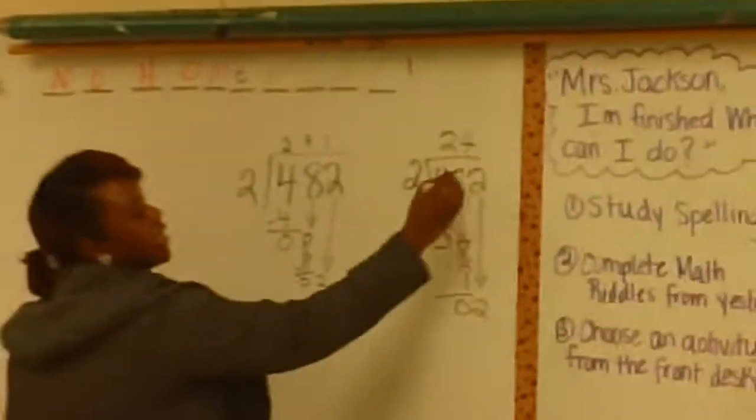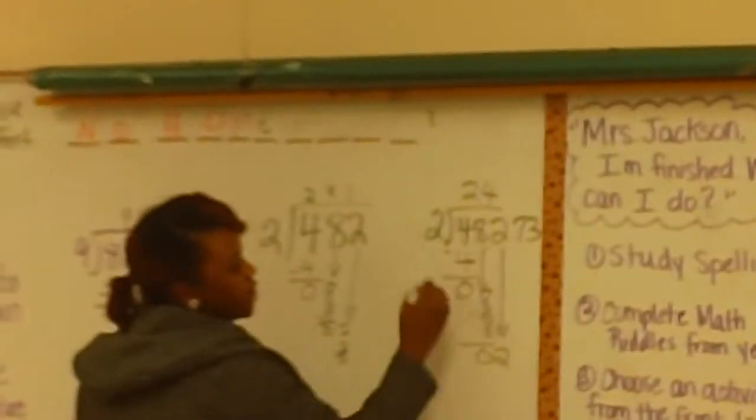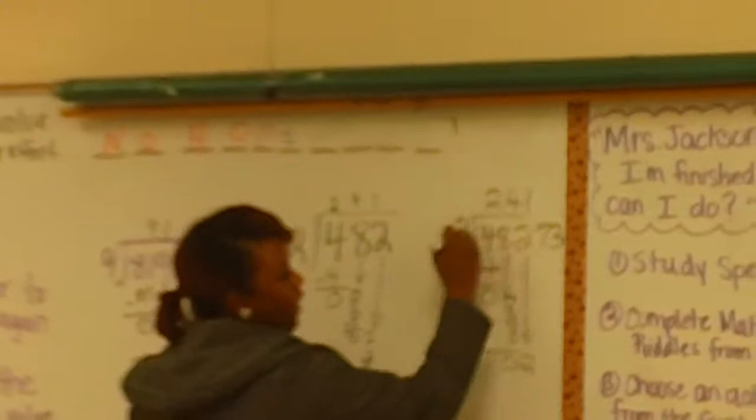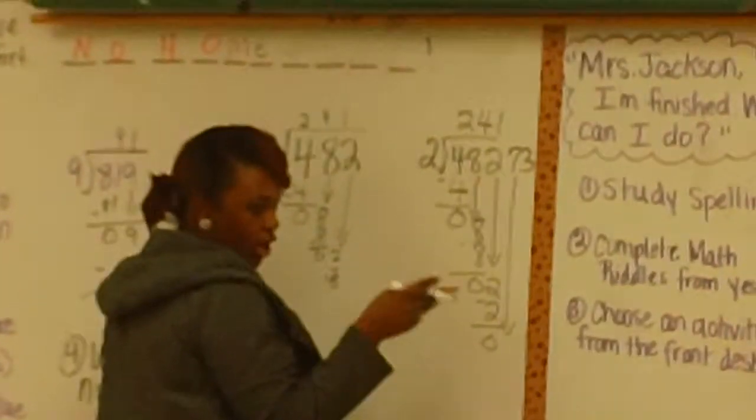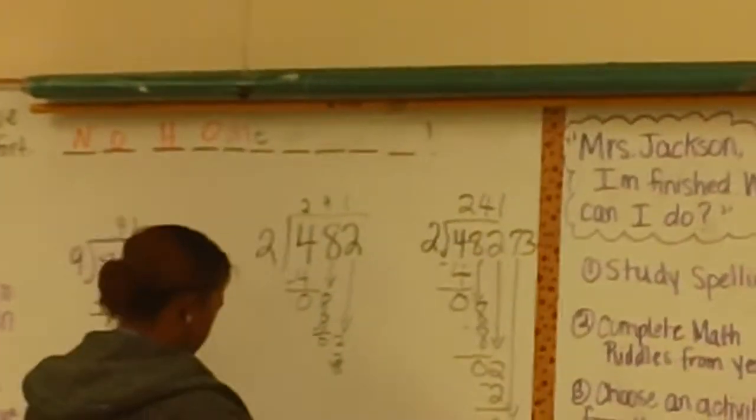I want to bring down this 2. Remember to divide again because you have to use every number. So if there was a 7 and a 3 right here, once we get here, 2 goes into 2 1 time, multiply, bring down the next number. You keep bringing down the numbers until you use all the numbers. That's why he brought that down.